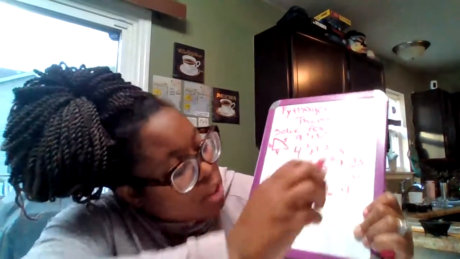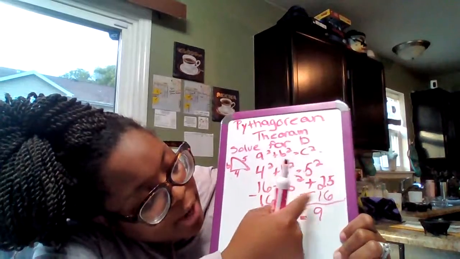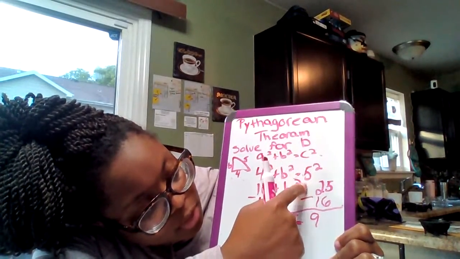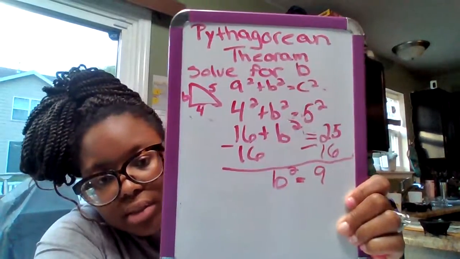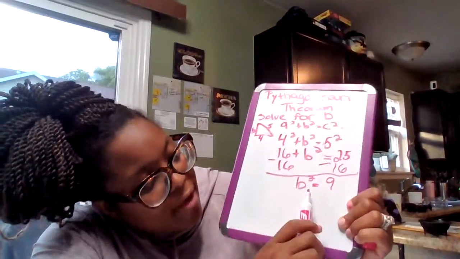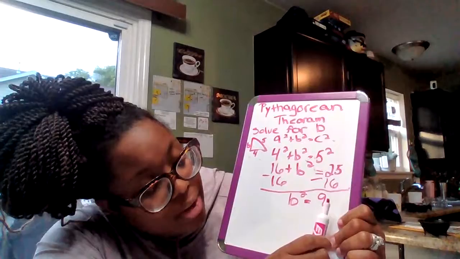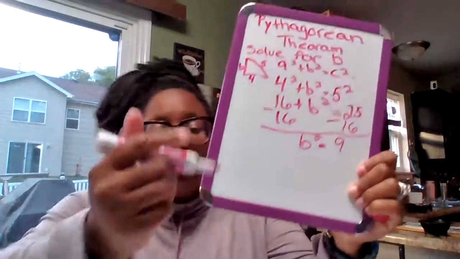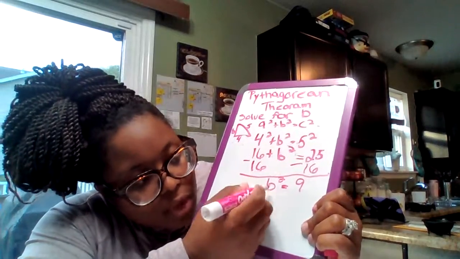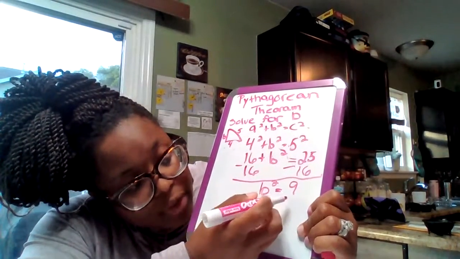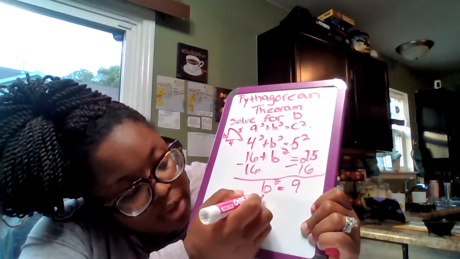Okay? So now I'm going to explain something to you here. Right here I put a plus, but this is really going to be the equal sign. Let's make sure we know that. That's the equal sign. So now we have b squared equals 9. Now we have to get b by itself. We're going to isolate b. So how we're going to do that is we're going to take the square root.